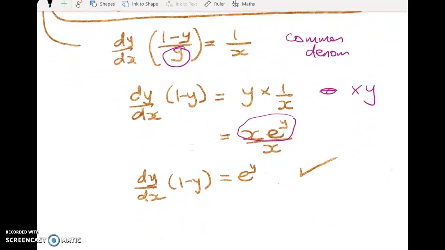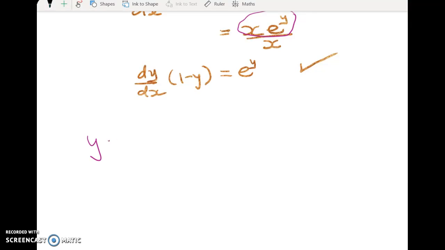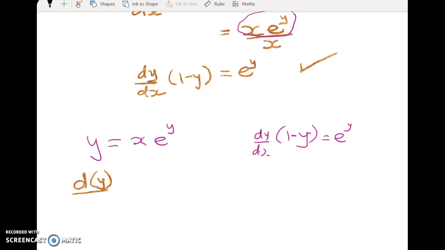But now I'm going to do it the other way, if you don't take logs of both sides. How can you do it? Well, we've got y is equal to x e to the y. And remember, we're trying to show that 1 minus y times dy by dx is equal to e to the y. So differentiating both sides, I'm going to get this. Because the two sides are equal, their derivatives are going to be equal.